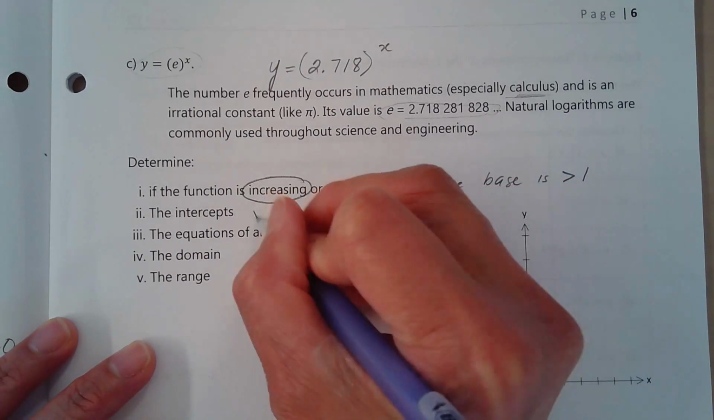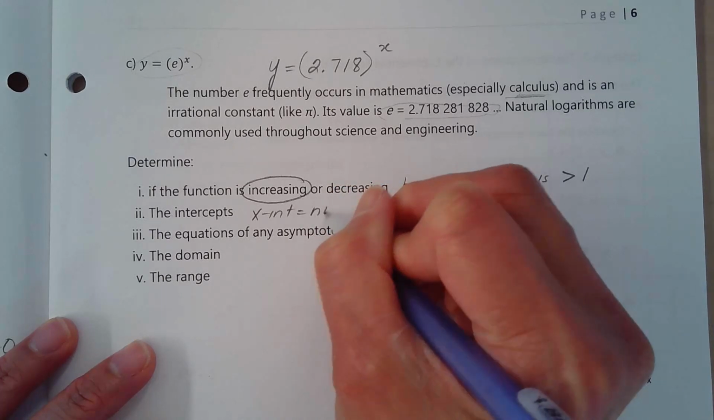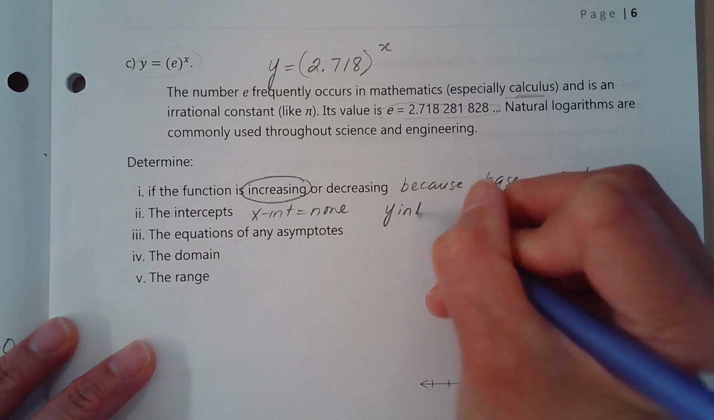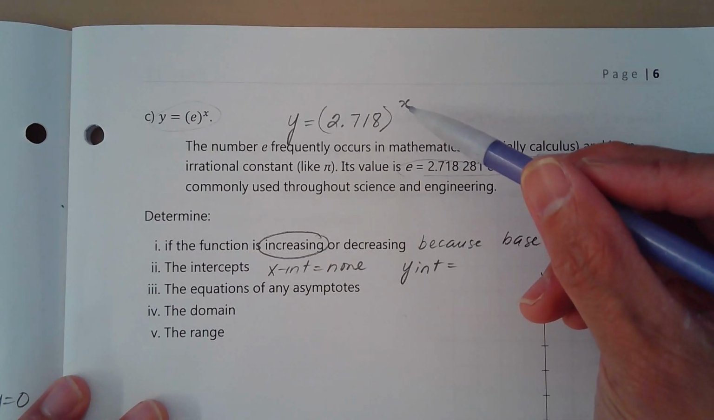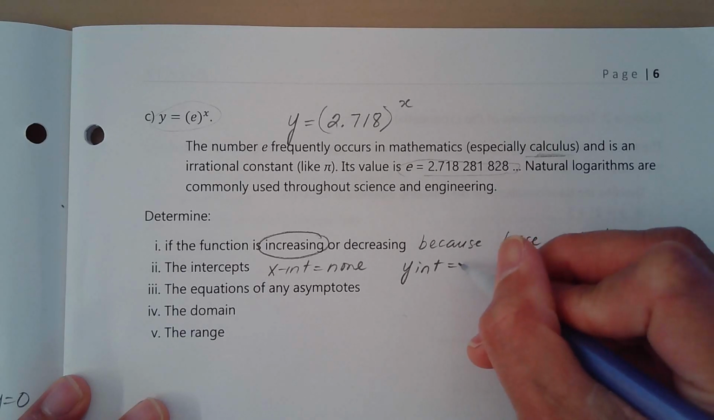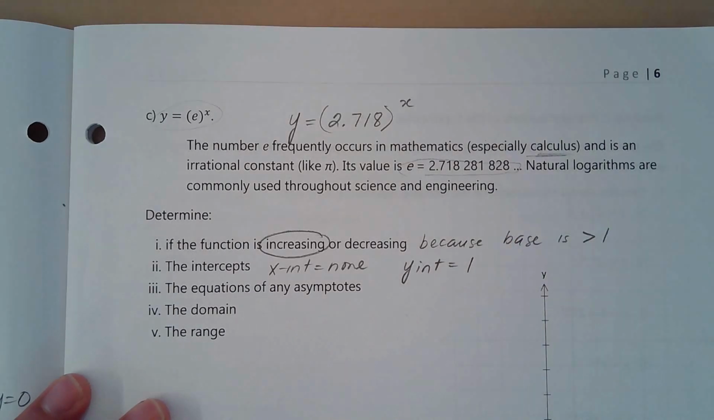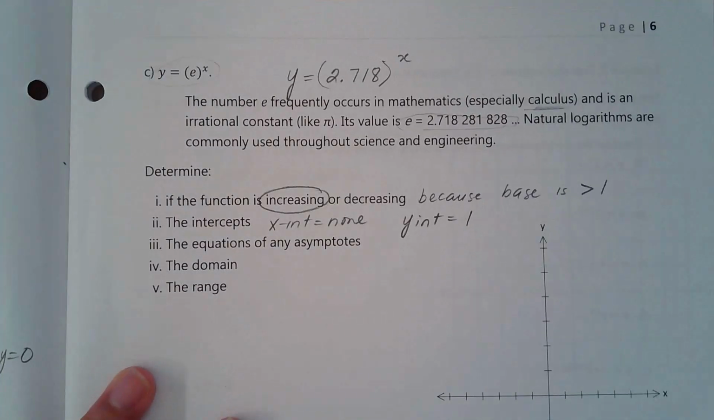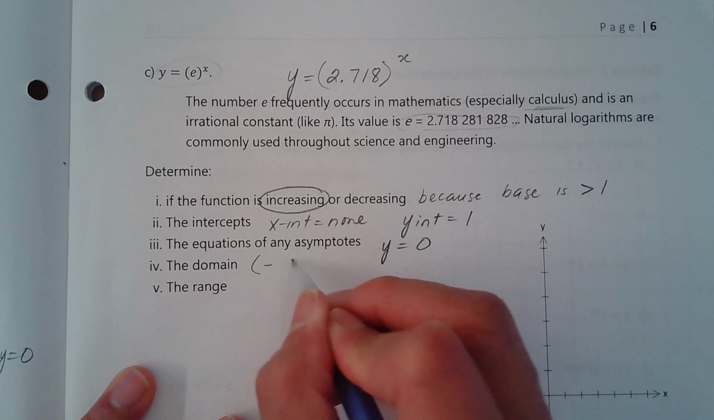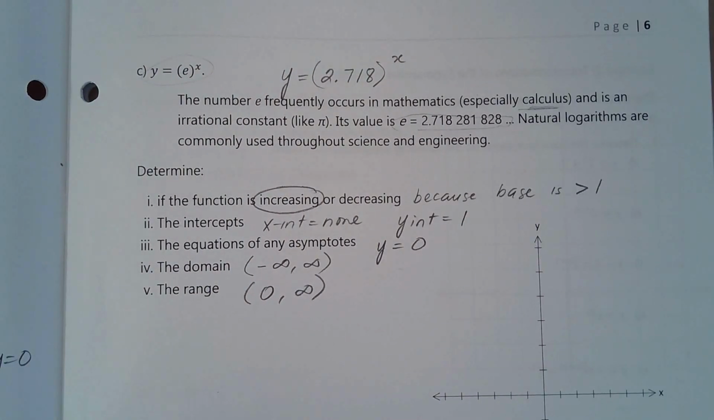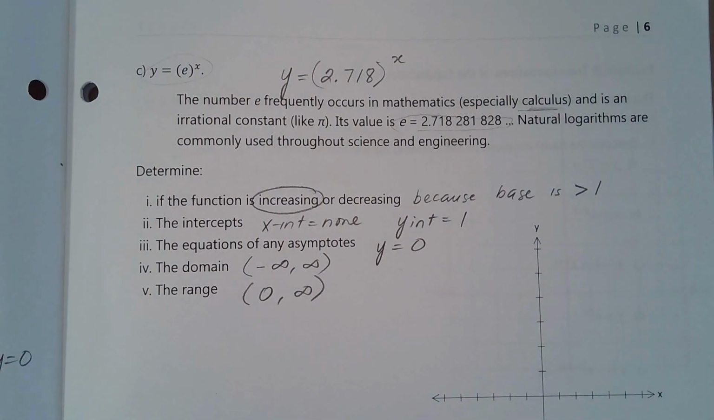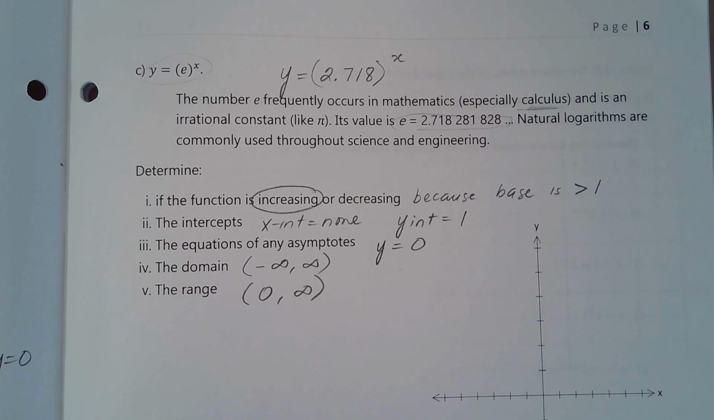Intercepts. So x-intercept, there's none. Y-intercept, that's the value of y when x is, sorry, when x is 0, it's 1. The equation of the asymptote, that's y equals 0. The domain is from negative infinity to positive infinity. Range is from 0 to infinity. Okay. Is that good?